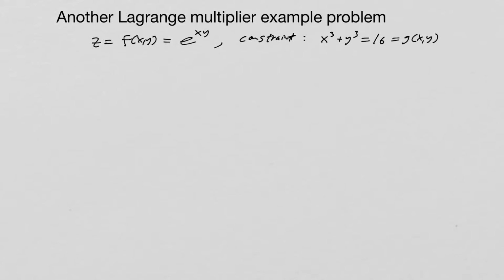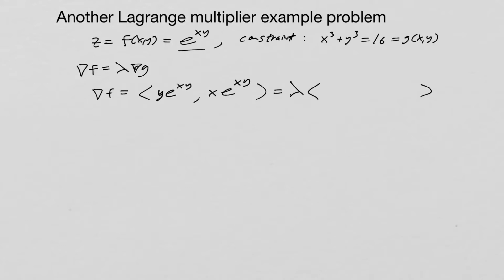As we always do, we have to set up the multiplier equation, which is grad f is equal to lambda grad g. Okay, so grad f is equal to, well, we have to take the derivative of this with respect to x, and we're going to use the chain rule to get y times e to the x times y. Similarly, taking the derivative with respect to y, you end up with an x multiplying out in front of e to the x times y. All right, and now we're going to set that equal to lambda times the derivative of our constraint equation. The partial derivative with respect to x is going to give us a 3x squared, comma, and then 3y squared like that.